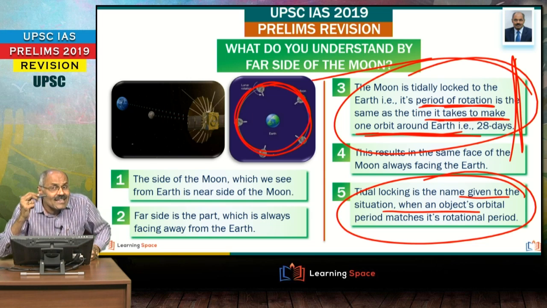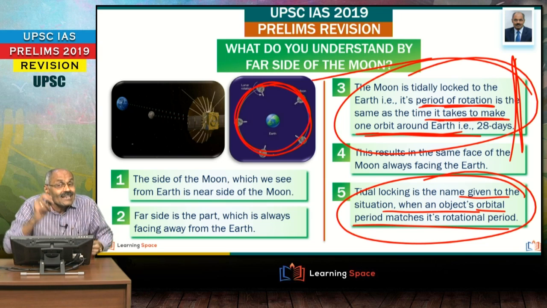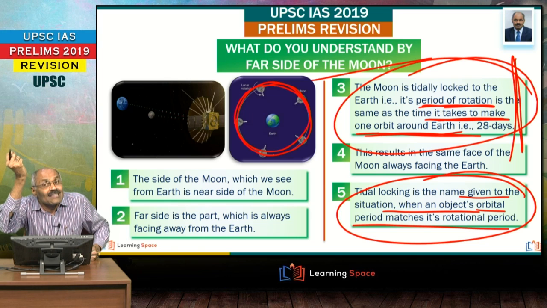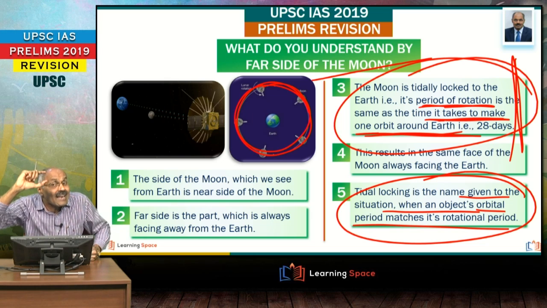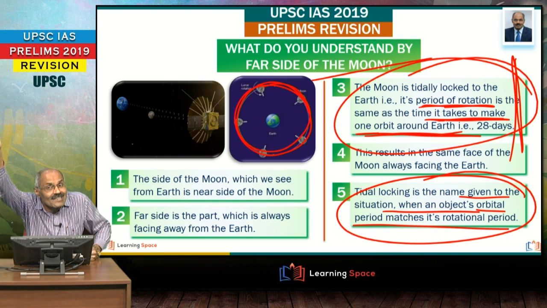So friends, when the object's orbital period is equal to the rotational period, and in the moon's case it is 28 days, because of that you see only one side of the moon always. This is because of tidal locking. Tidal locking is a very important word. The second important aspect is that you always see one side of the moon and you cannot see the far side. This Chang'e 4 mission of China landed the spacecraft on the far side of the moon, that is the important point, right?